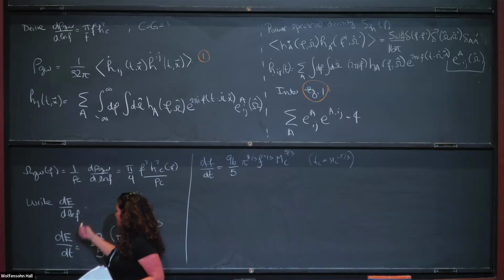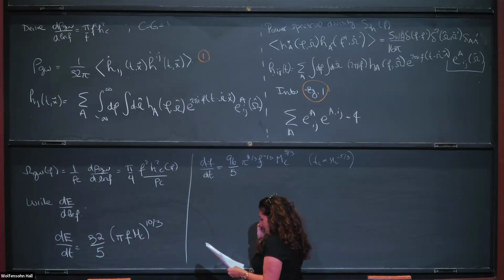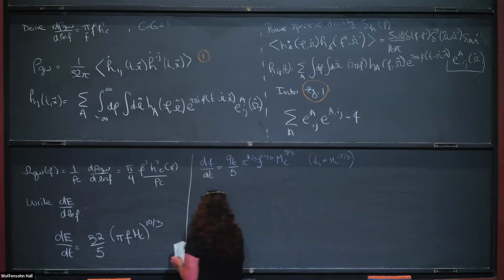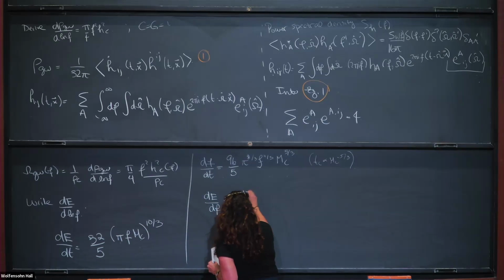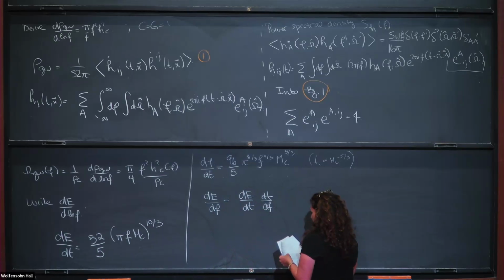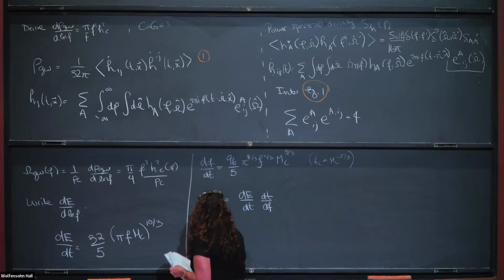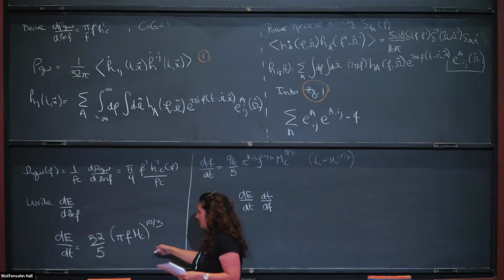But we want dE by d log f. And so you can probably guess that I'm going to do a little multiply by 1 trick here, right? So now I have dE by dt, and I have dF by dt, which means I need dt by dF, so that I can write dE by dF is equal to dE by dt, and then dt by dF. So for dE by dF, I just plug in these two quantities, 1 over this and this one.